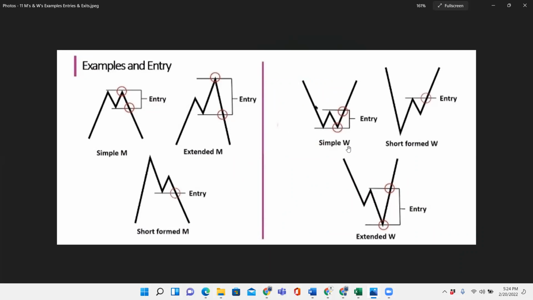So we have our standard W, or the simple W. We have our two valleys here. We can enter in on the valley or the neck for the simple. We can enter in on just the nose on the trap or the short form W. And then on the extended W, we can also go onto our peaks or our noses. Like I said, I like to enter in on the noses on everything.